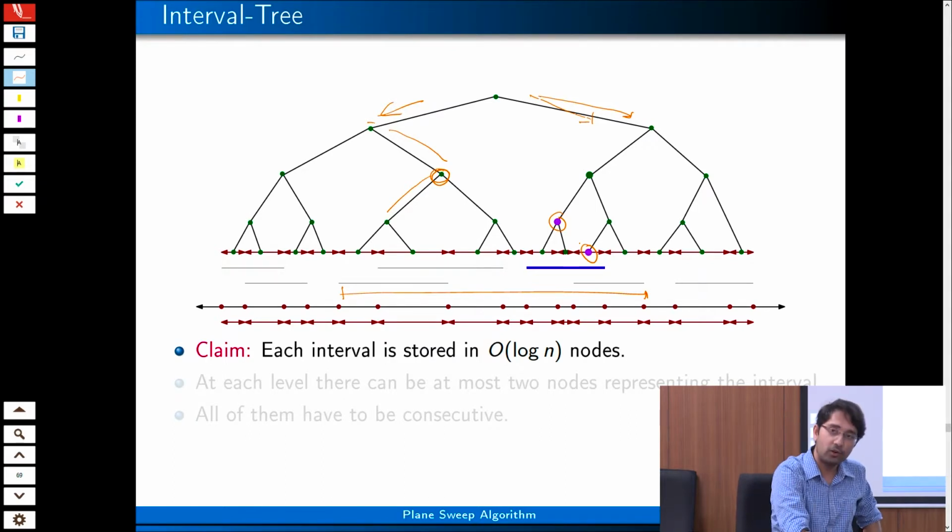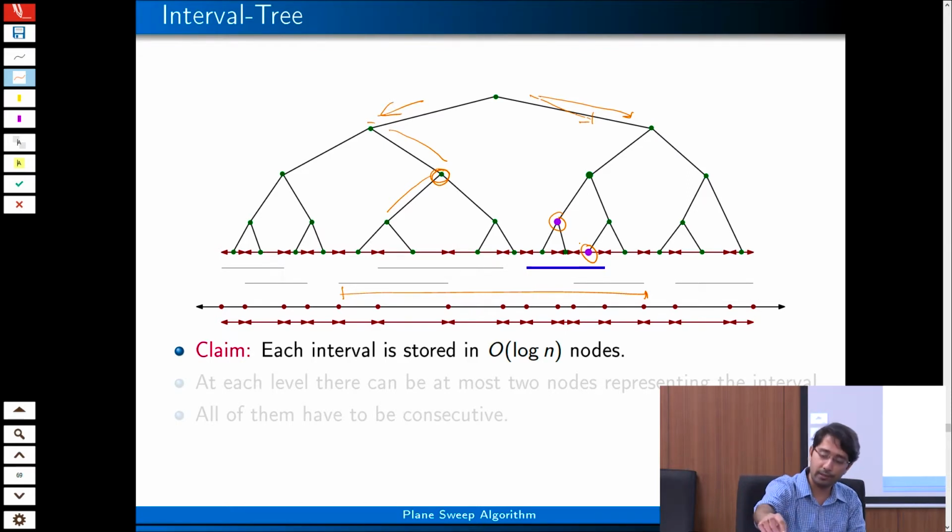I want to find out, okay, I know that I can store the blue intervals into this tree. And I have devised a way to store the blue intervals into the tree. But in how many nodes am I going to store? How can I bound that? Can there be an interval which I am storing in n many nodes? Because I have no control. I am searching in both the directions, not in one direction.